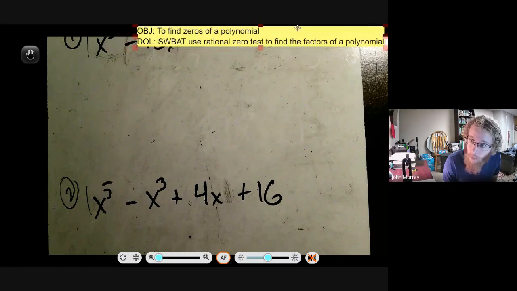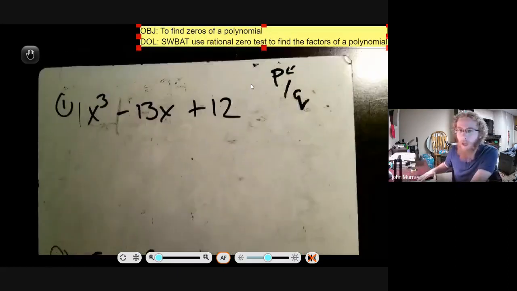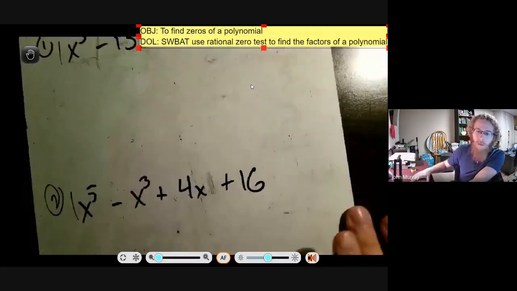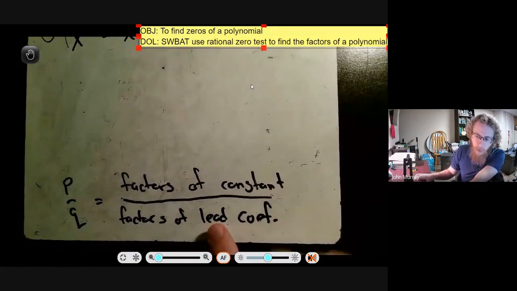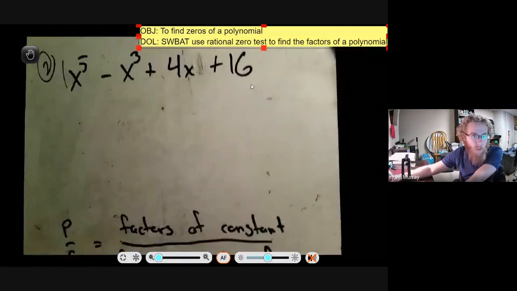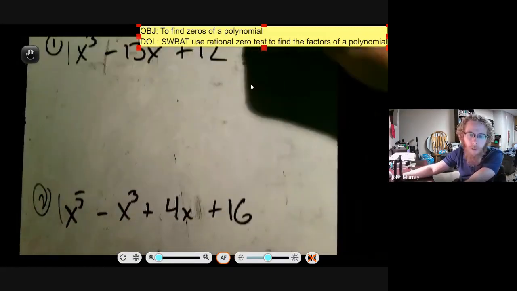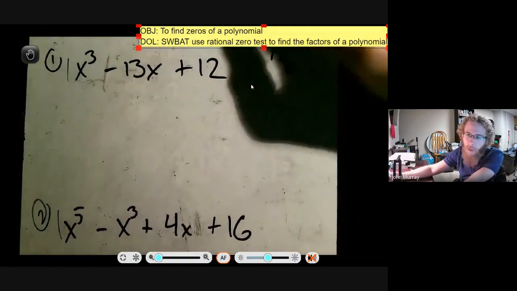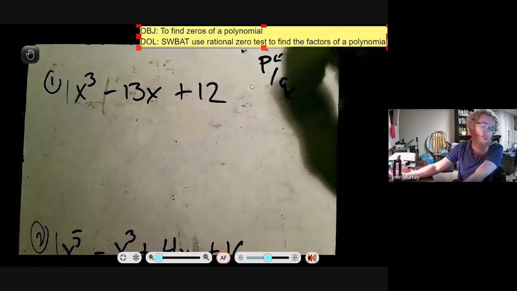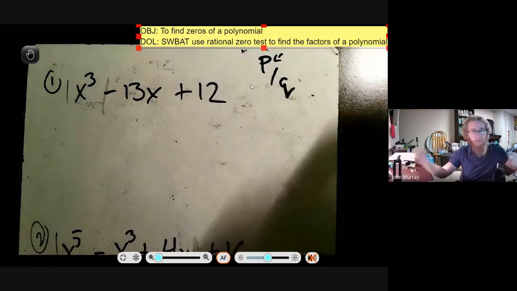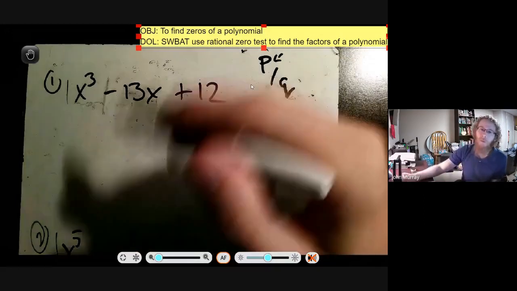So yesterday and with your homework today, your leading coefficient was 1. So you didn't have any real factors for the bottom. Later in the lesson today, we're going to take a look at what happens when that's not 1. Essentially, it's the same process, but it just gives us more possibilities.